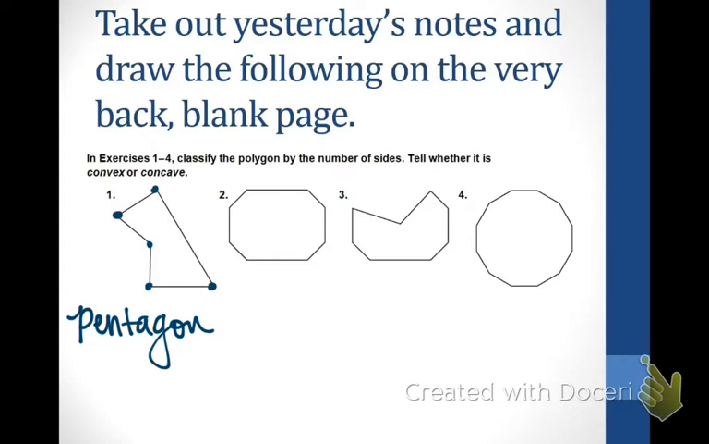In number 1, we want to decide if it's convex or concave. So again, convex, all of these segments point away from the center. Concave, some of them will point towards the center. So what you'll look for are segments that come in towards the center, which makes this one concave.